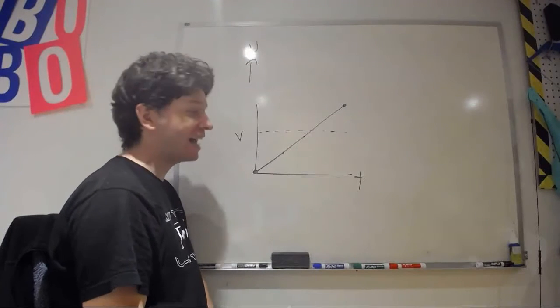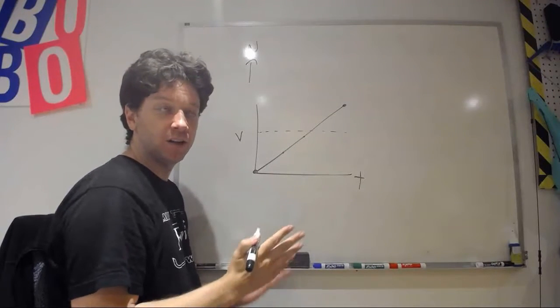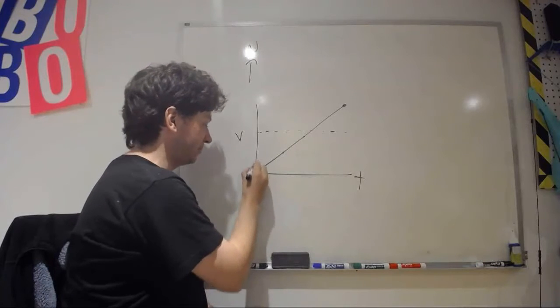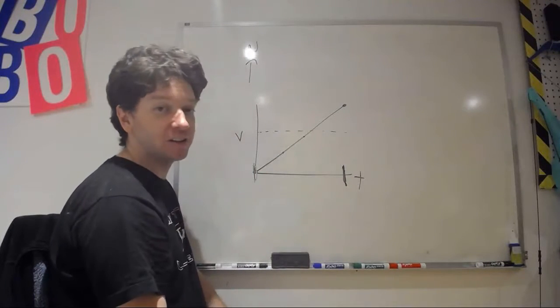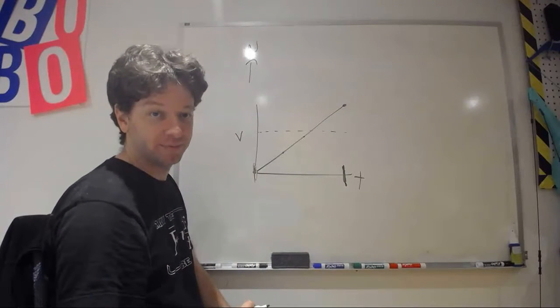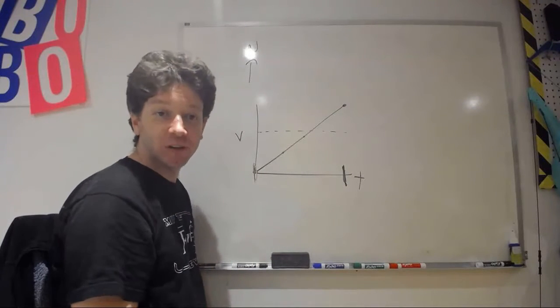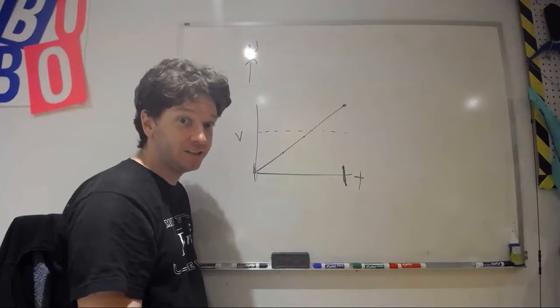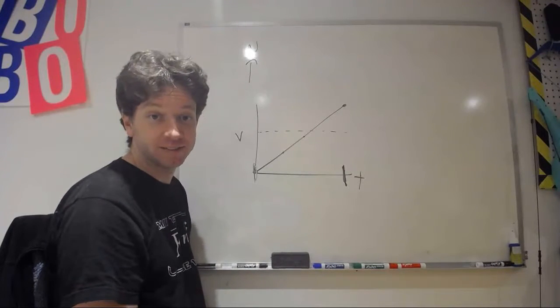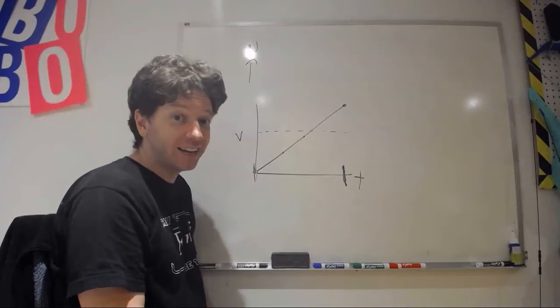Your average has to be between 2 points in time, for example, between here and between there. Whereas your instantaneous velocity is at a single point in time. So for example, your speedometer when you're driving in your car, what does that tell you? Instantaneous velocity or average velocity? Well, it tells you instantaneous velocity.